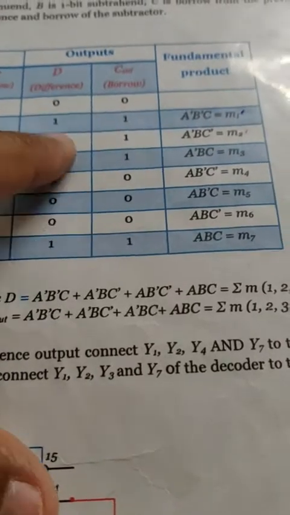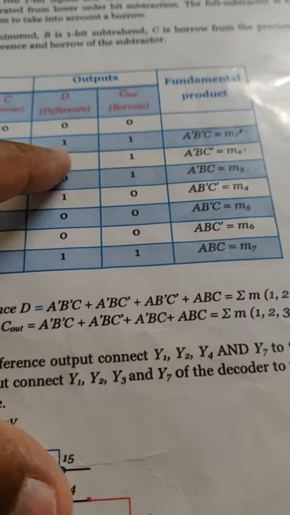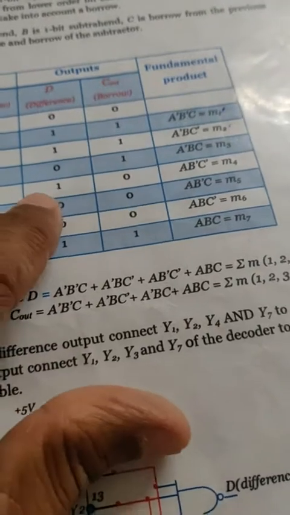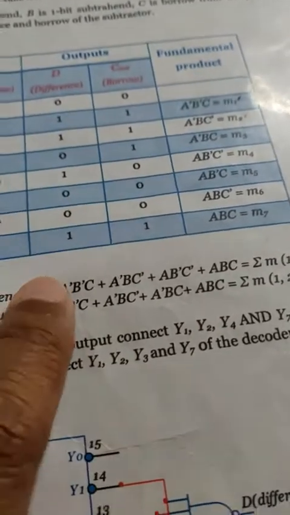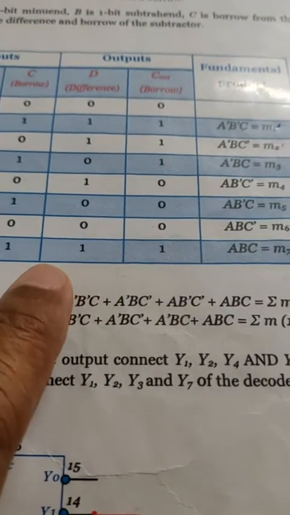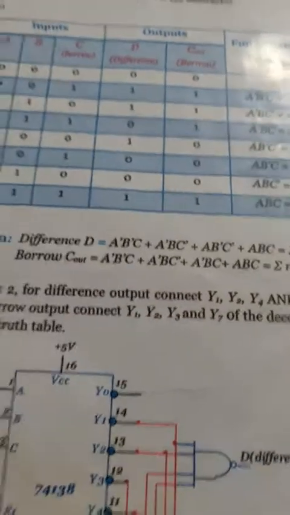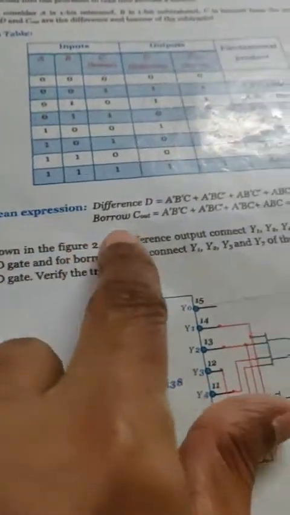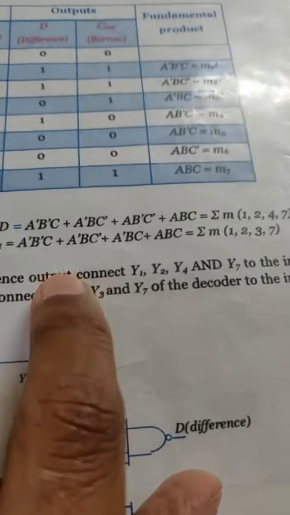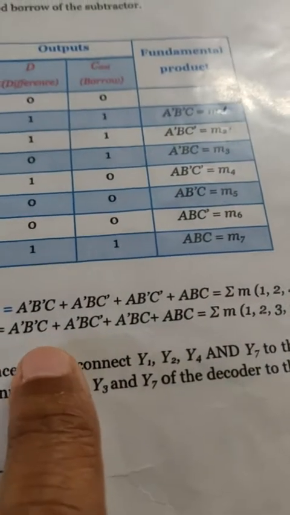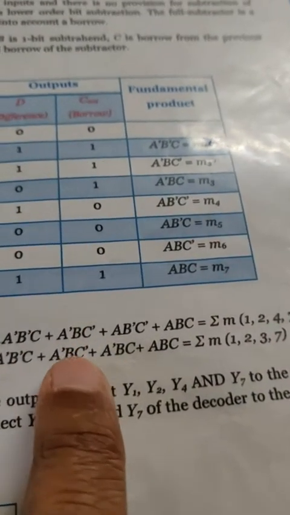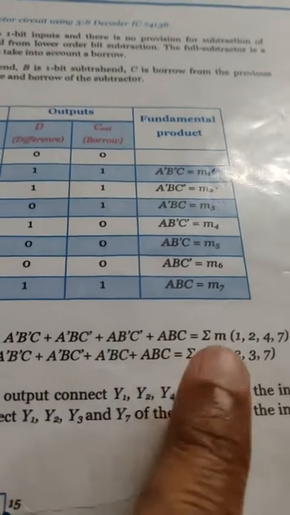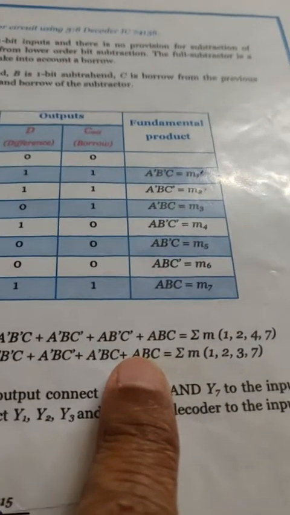So you can have a sum of product equation. That means for this fundamental product the output should be high, for this one high, for this one high, and for this one high. So you can have a sum of product equation for the difference like this: first fundamental product A bar B bar C, plus second A bar B C bar, plus A B bar C, plus ABC. For that, the output is required high.